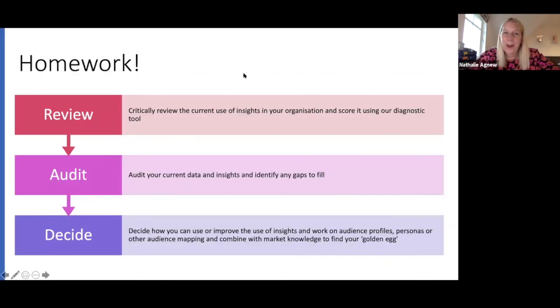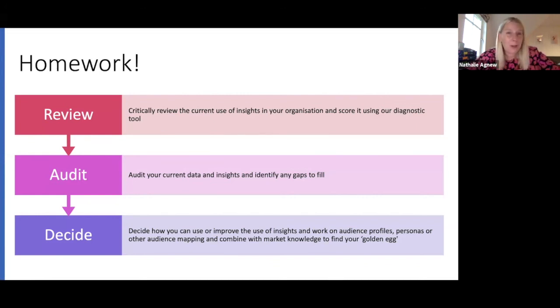In terms of homework, we did provide the analytics, the diagnostic tool that we use, where we've got the 5 questions about insights. So I think following this call, it would be really good for you to go away and think about your organisation and think about those 5 questions and how you feel you map against those, and also mark on there where you'd like to get to, so that you can start trying to think about improving your score there if there is room for improvement.